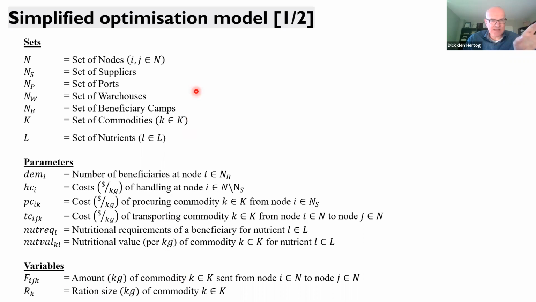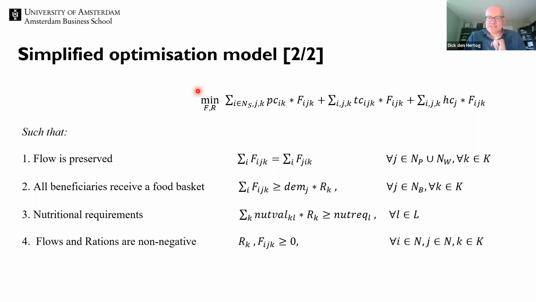So this is the simplified model that we also show to the students in different courses. Even in the first course on optimization, we use this model to illustrate the value of optimization. So this is then the simplified model. The objective is to minimize the total cost. Here are the purchasing cost, the transportation cost, and the handling cost.